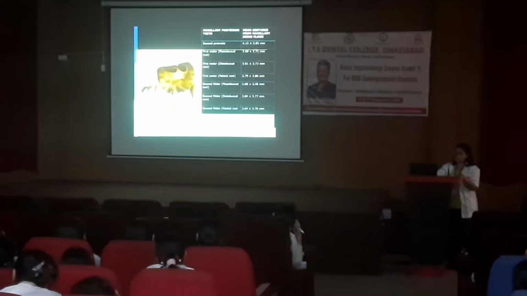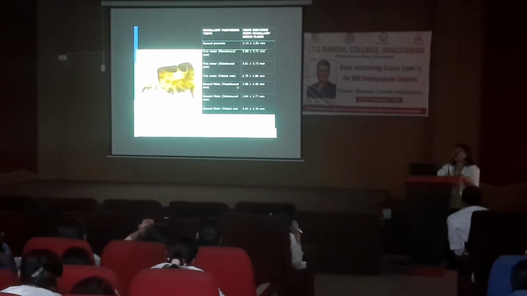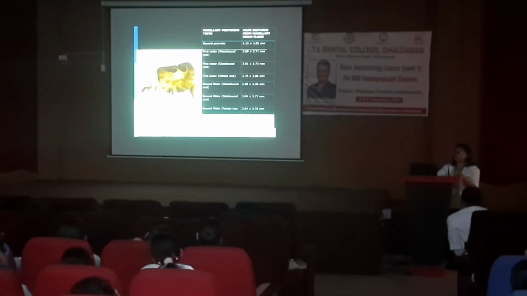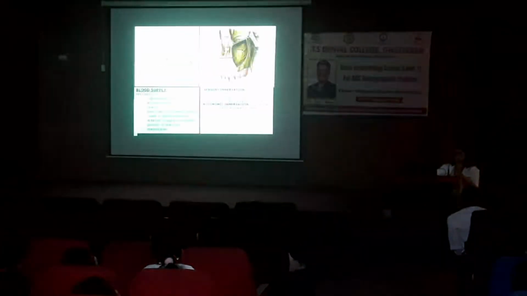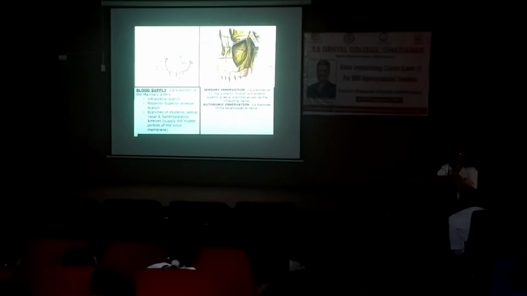So this is a table which shows how far the teeth are projecting into the sinus. According to this, the first molar palatal root and the mesiobuccal root of the maxillary second molar are in close contact with the floor. Then you have to be careful about the posterior superior alveolar artery. You can cause a hematoma during the injection itself, or while reflecting the flap.